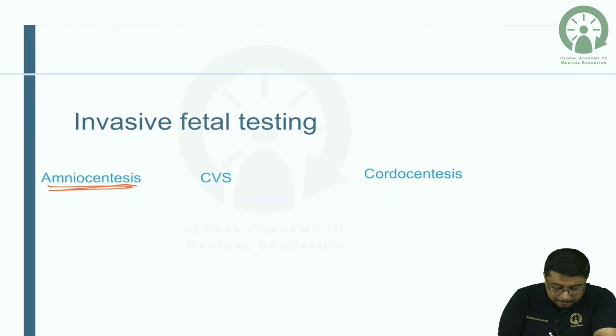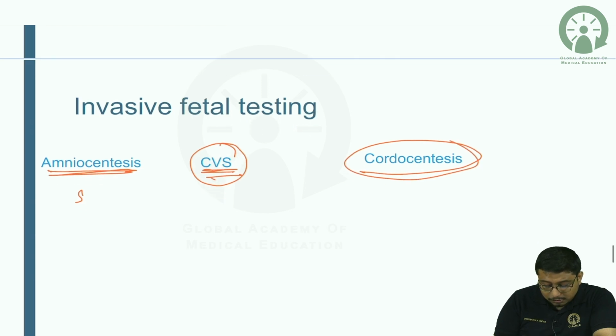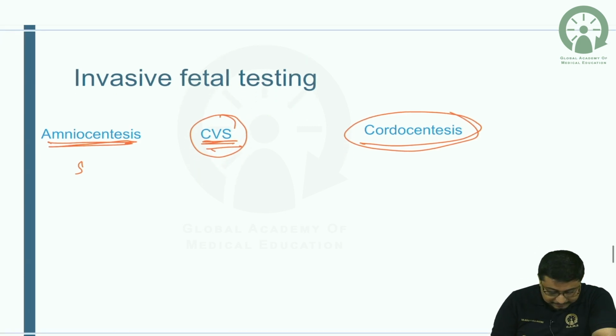Invasive fetal testing: amniocentesis, chorionic villus sampling. Amniocentesis is when we take out the amniotic fluid immediately surrounding the baby and try to harvest fetal cells. Chorionic villus biopsy or sampling is when we take a part of the placenta for biopsy and test it. And cordocentesis is, like we saw during our intrauterine transfusion, we take a sample from the cord to analyze.